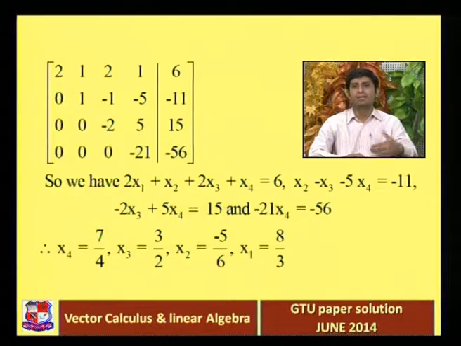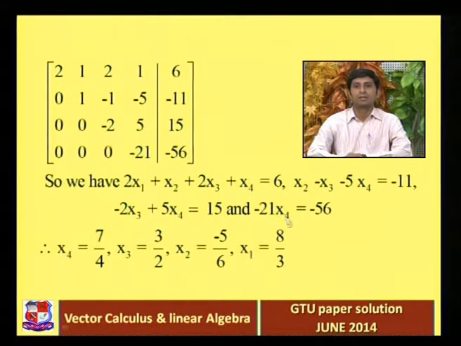So now we can easily solve the given system of linear equations from this augmented row echelon form matrix. Our equations are: from the first row, 2x1 plus x2 plus 2x3 plus x4 is equal to 6. From the second row, x2 minus x3 minus 5x4 is equal to minus 11. Then minus 2x3 plus 5x4 is equal to 15. Minus 21x4 is equal to 56.